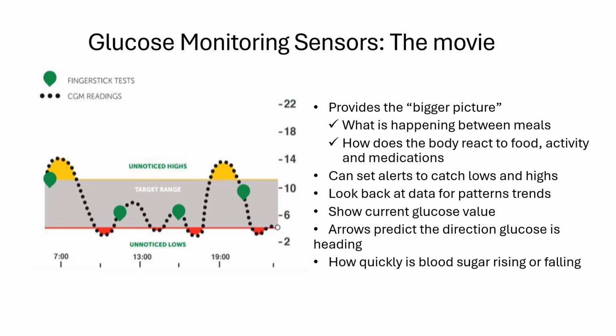If you're driving a car, you don't want to look down all the time, and that's what you get when you are testing a finger stick glucose. You want to be able to know where you are, where you're going, and where you've been, and CGMs give you the 360-degree view.